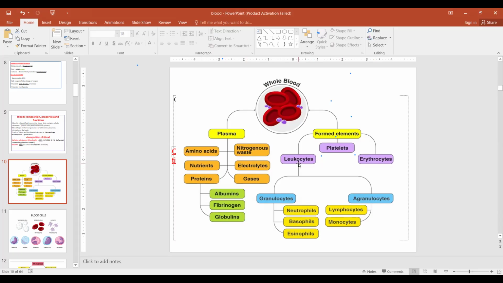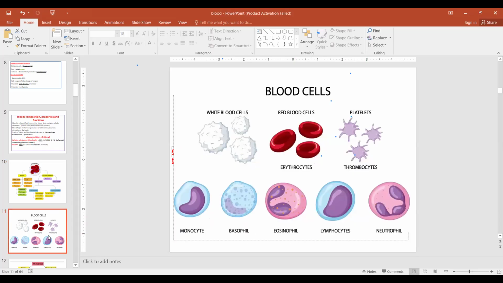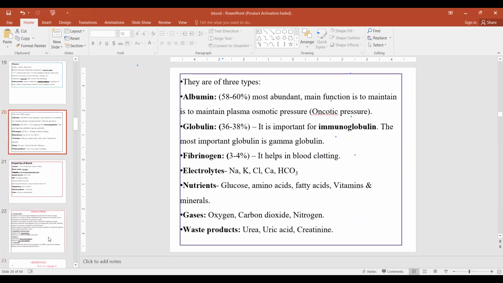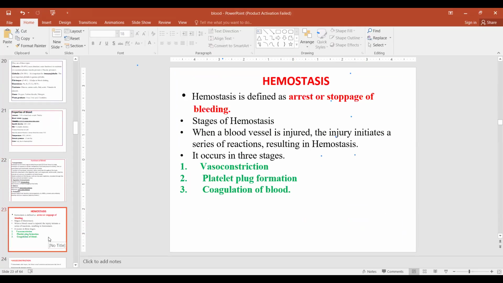We all know that leukocytes include granulocytes and agranulocytes. What are granulocytes? Neutrophils, basophils, and eosinophils. Agranulocytes include lymphocytes and monocytes. Okay, so this is a simple classification of the blood. That's enough. We don't have this in our CPGET syllabus. This was prepared for the purpose of the junior lecturer exam.